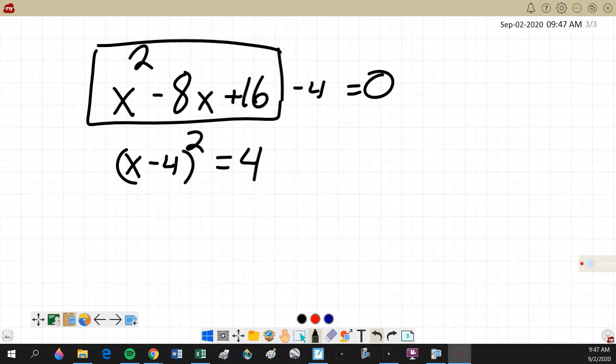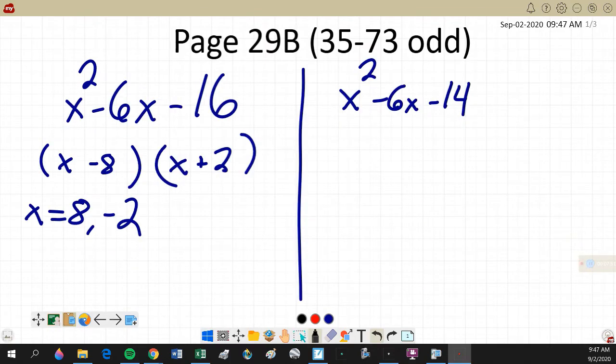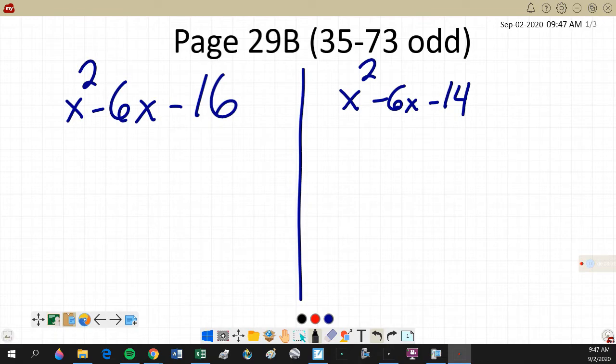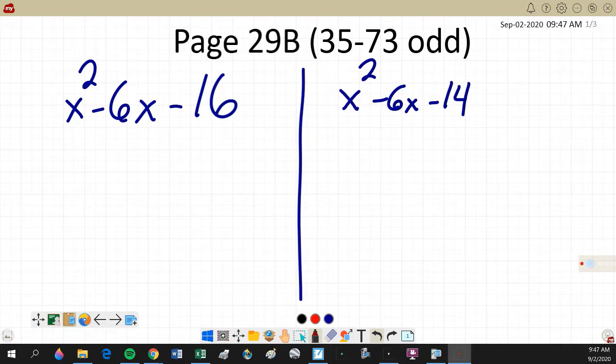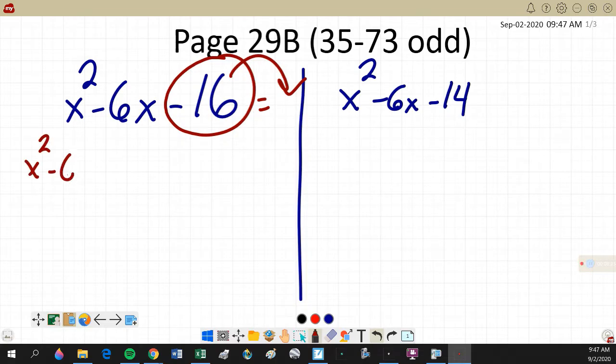of perfect squares. So let's go back here. I'm going to solve both of these using the complete the square method. So this number is not the number I need for my perfect square, right? So I'm going to move that number to the other side of the equal sign. And I get x squared minus 6x, I'm going to leave a space, is equal to 16.